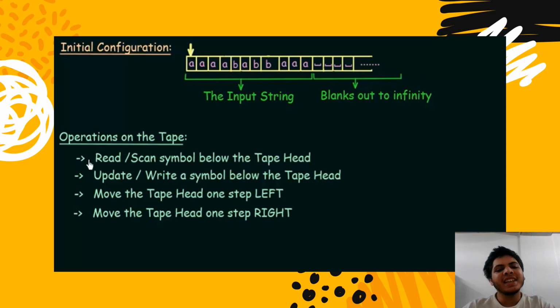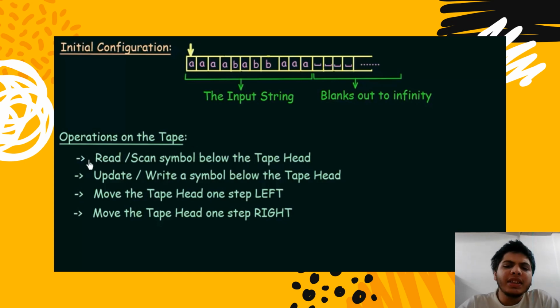Now let's look at the initial configuration of a Turing machine. The initial configuration of the tape looks something like this. Here, as I told you, we have the input string represented by these symbols over here, and then the empty cells are filled by the blank symbols. So it blanks out to infinity. And then we have the tape head, which is positioned at the leftmost cell, which is at the start.